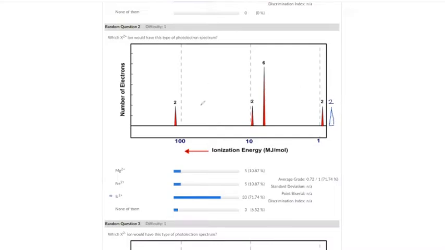Altogether, we have 2 plus 2 plus 6 plus 4, 14 electrons in the neutral X element. That means we should have 14 protons in the neutral X element. Therefore, the one with 14 protons, or the atomic number of 14, must be silicon, and that's why the correct answer here is silicon 2 plus.